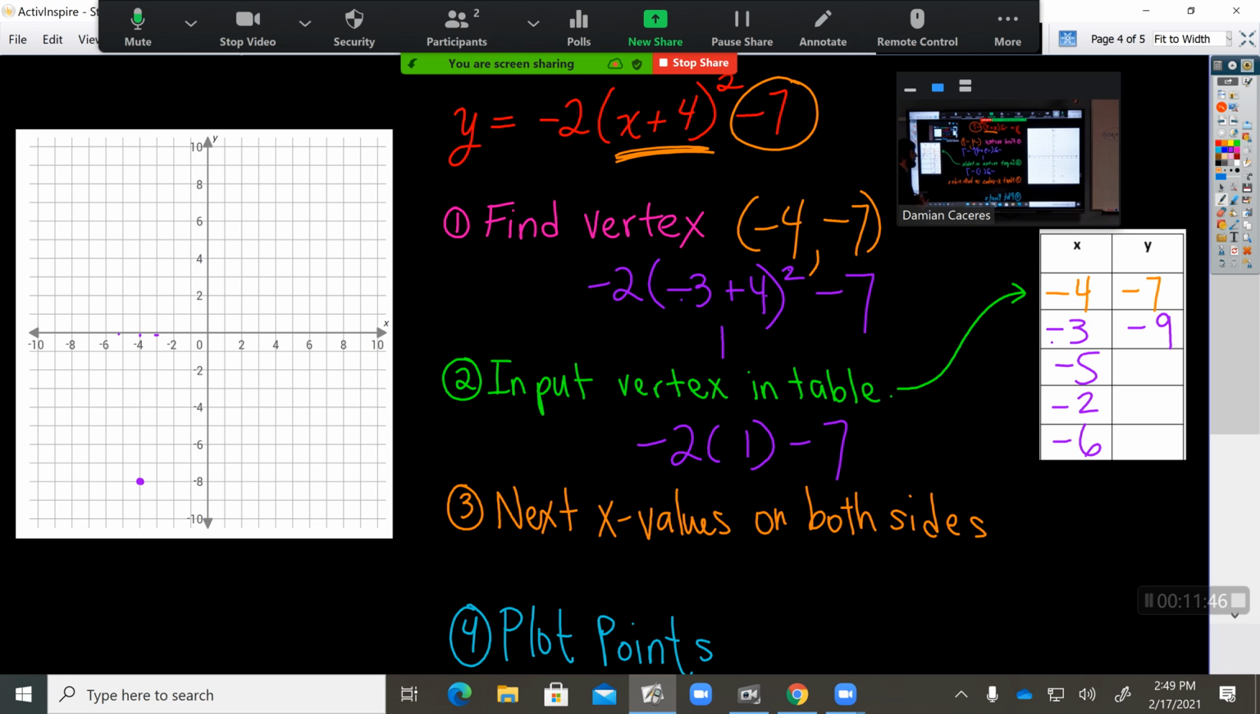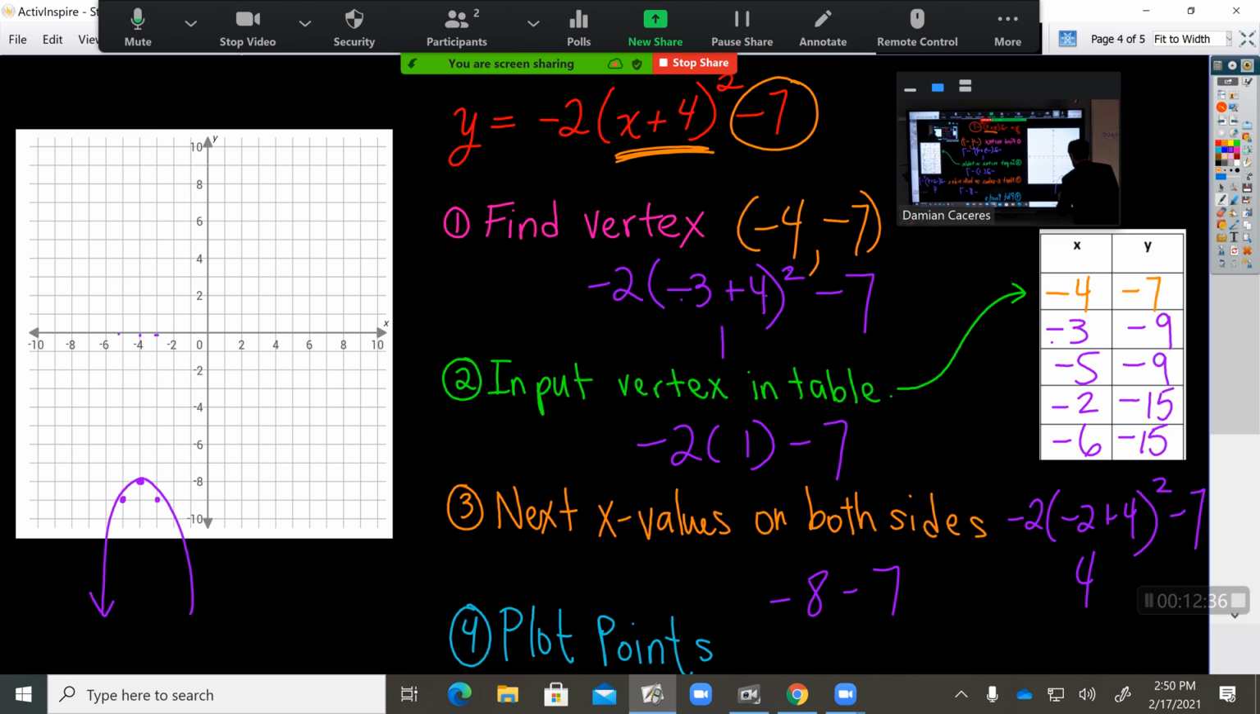Now, if -3 gave you -9, then the mirror image of it is -5 comma -9. So -3, -9, -5, -9. Now, my next 2 points are probably going to land off of my grid, but I can still figure out how to graph it. Let's plug in the -2. So -2 parentheses, -2 plus 4, squared minus 7. This gives me 2 to the second power, which is 4. 4 times -2 is -8. Minus 7 is -15. If this one gave me -15, then the -6 has to give me -15 because it's the mirror image. Your graph should look something like this.